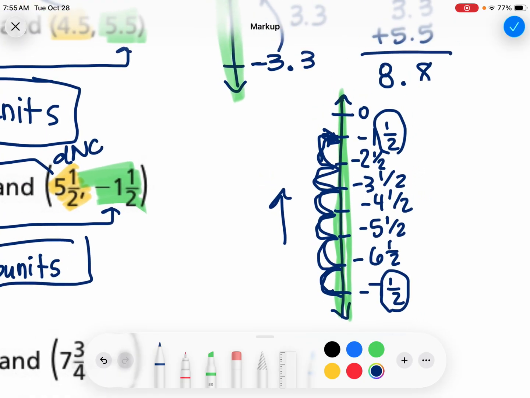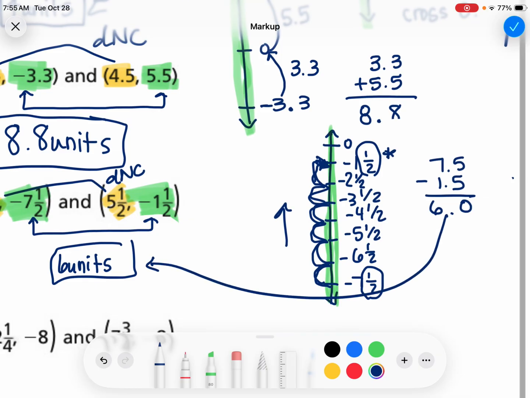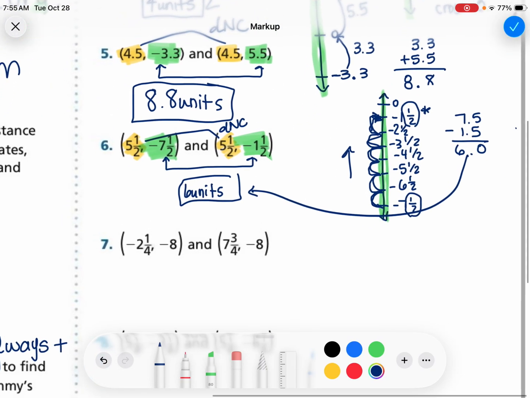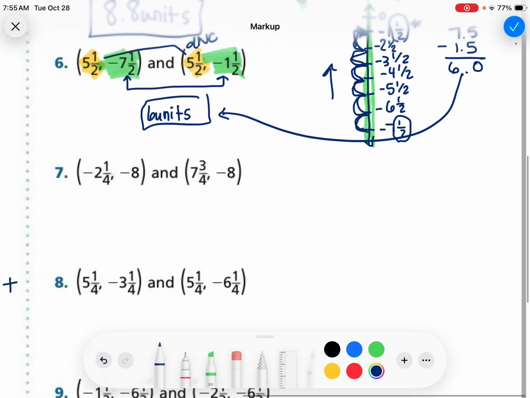So let's see. If I do the large one, 7.5 minus 1.5. Well, 7 minus 1 is 6. So I get 6 units. Let's see if this keeps working out. Let's look at number 7.